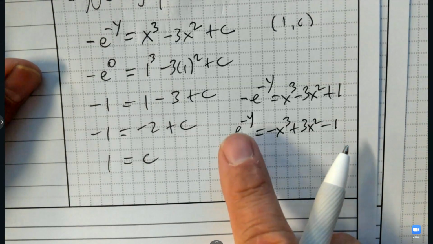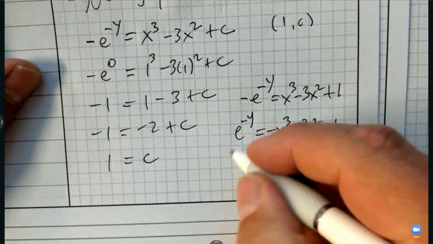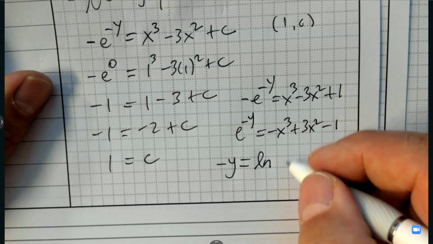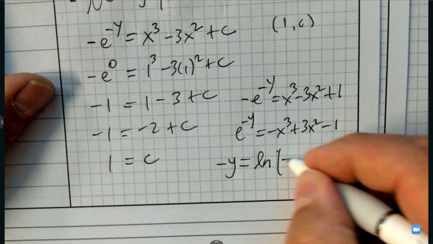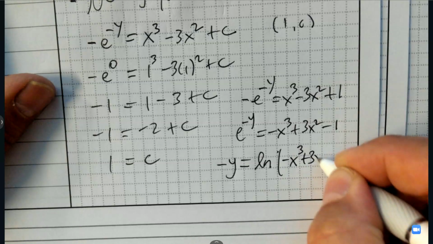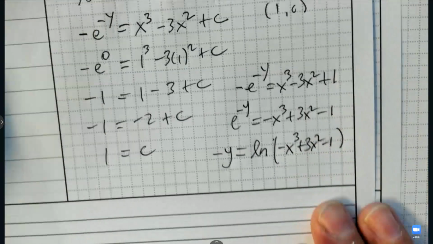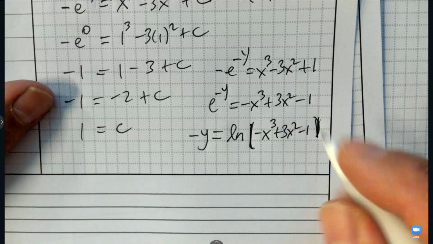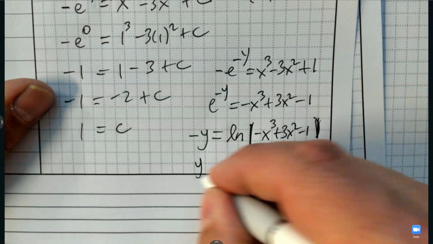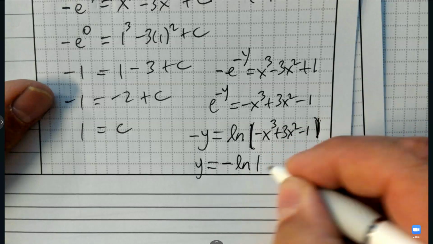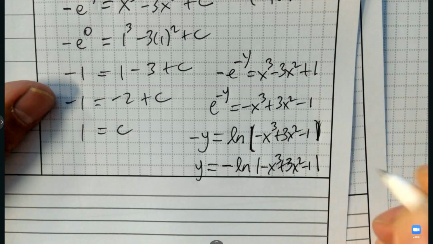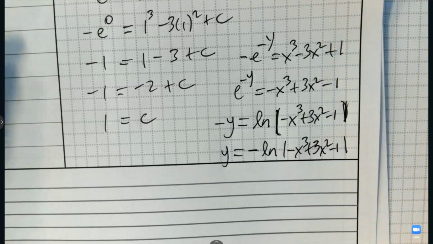To solve an exponential, write it as a logarithm. So the exponent is negative y, the logarithm's ln. I think we're going to put absolute value bars around this. And then divide by a negative. So it just makes the logarithm negative in front. And that's it.